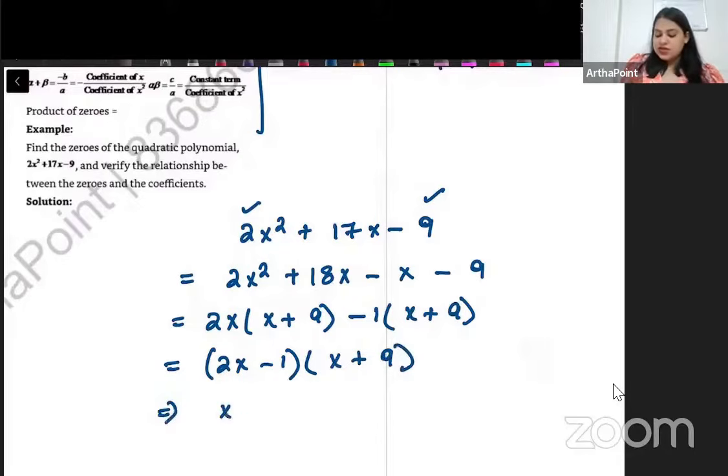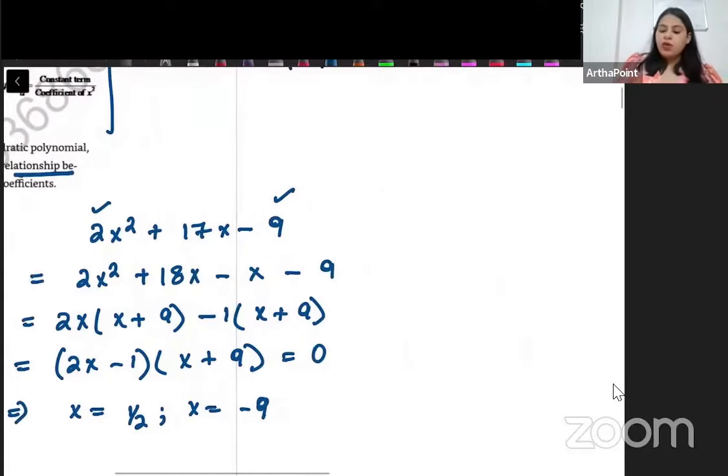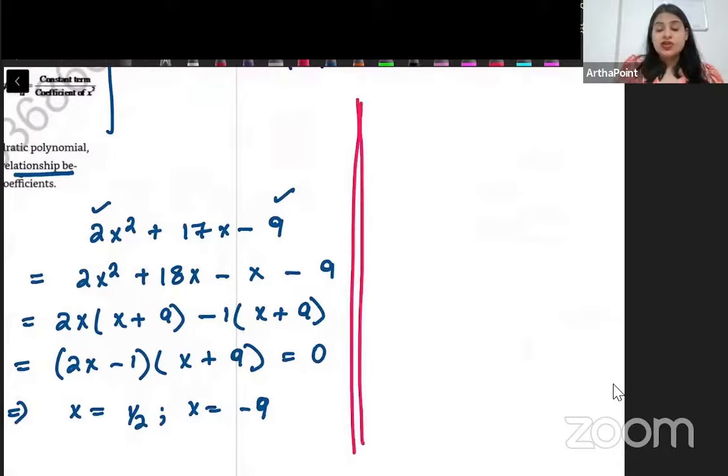So this means your x will be half and x will be minus 9. If I have to equate this to 0, either x will be half or x will be minus 9. So we have found out the zeros of the polynomial. Now we want to find out the relationship. So what is the relationship?